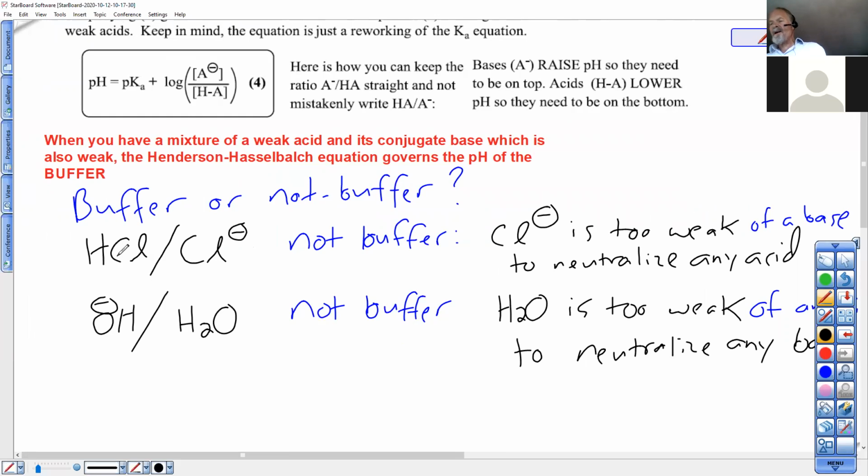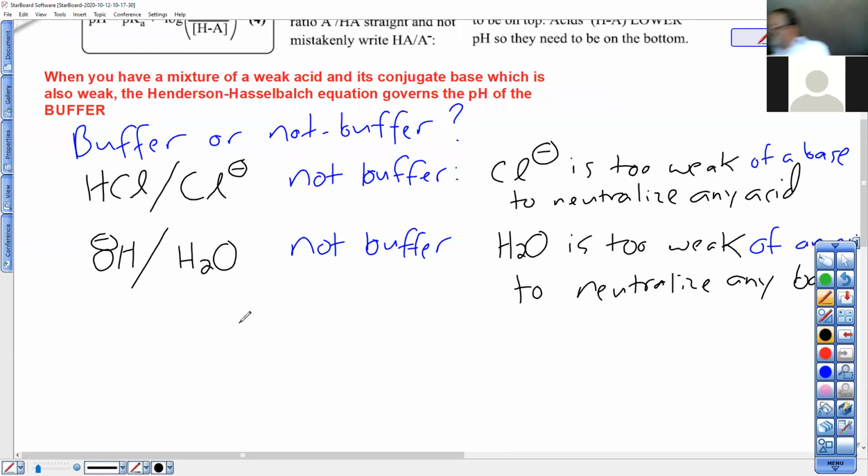This is strong, and the buffer needs to be a mixture of a weak acid and a conjugate base, which is also weak. Base is weak in that case. Well, because this is strong, this is too weak. Similarly, because this base is too strong, the acid's too weak. You're saying, when the heck can we ever have a good buffer?